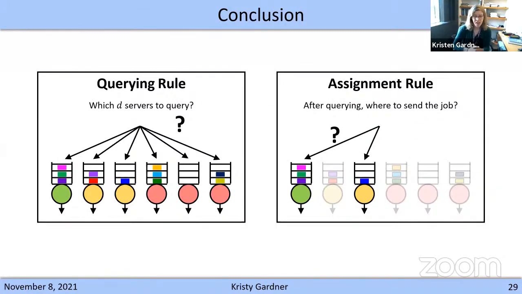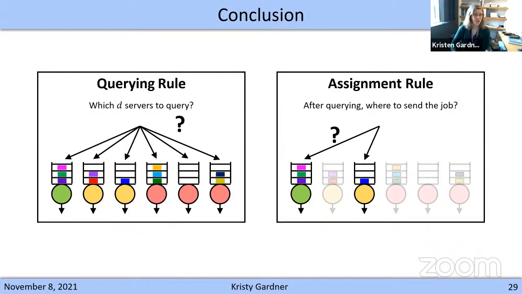So I'm going to wrap up here. Again, what we've done in this work is we've thought about dispatching in heterogeneous systems. We've broken up our dispatching policy into two pieces: a querying rule that tells us which D servers to query, and an assignment rule that tells us where to send our job among our D queried servers. We analyzed within this framework dispatching policies that use CID assignment. We thought a little bit about how we can leverage that analysis to design CLD policies, class and length differentiated policies that achieve good performance.